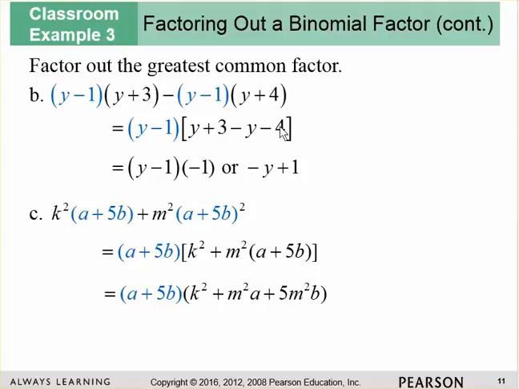Once we have it written properly, then we're going to have plus y minus y is going to be 0, and 3 minus 4 is negative 1. So we're going to have y minus 1, that whole quantity times negative 1. And look, we can even rewrite it simpler. We'll have minus y plus 1. So this whole expression up here is going to simplify to this binomial here, minus y plus 1.